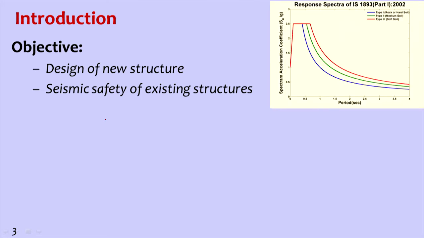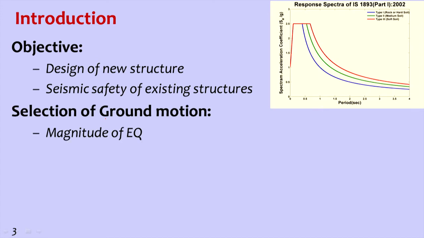The given plot is the design response spectrum given in the IS 1893 code. It is given for three types of soil conditions for 5% damping, and the natural period ranges from 0 seconds to 4 seconds.